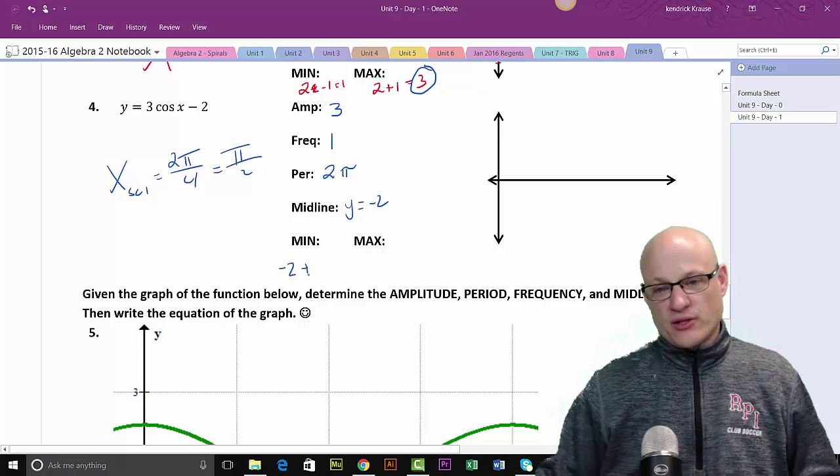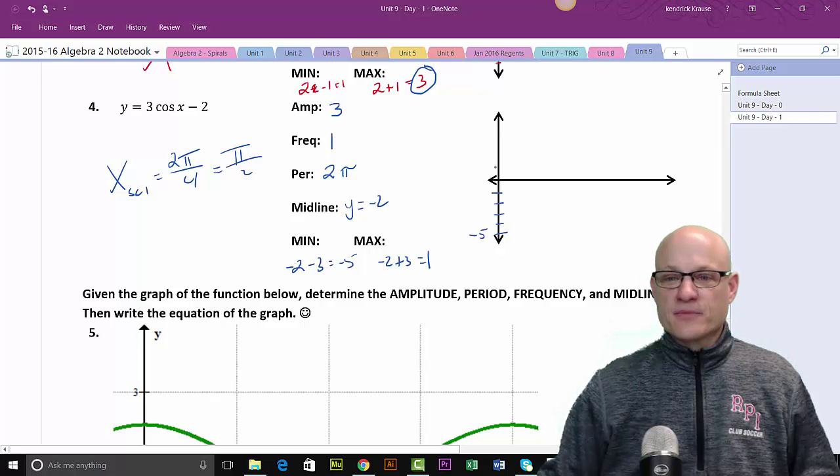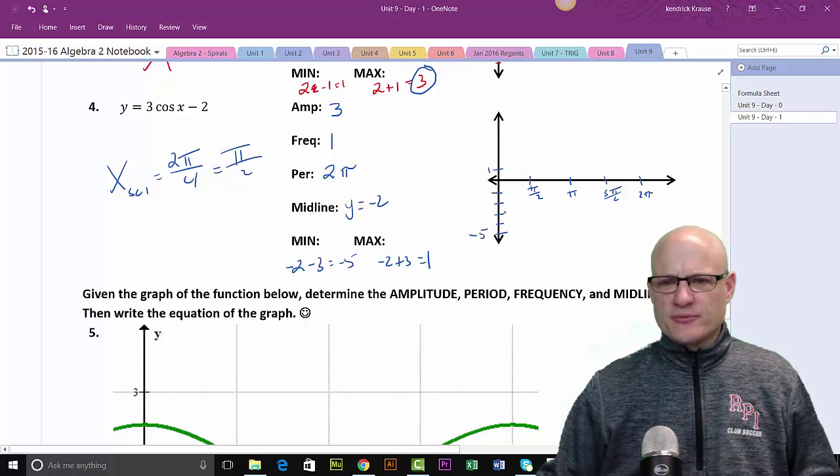So negative 2 plus 3. Here's my problem right here. It's negative 2 minus 3, which is negative 5. And negative 2 plus 3, which is 1. So I've got to get the 5 going down. That's my problem. 1, 2, 3, 4, 5. So let's go negative 5, 1. All right. Pi over 2. Nope. Yep, pi over 2. Pi. 3 pi over 2. And 2 pi. Midline is negative 2.